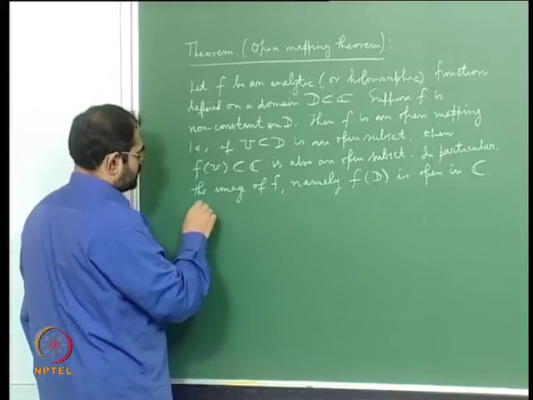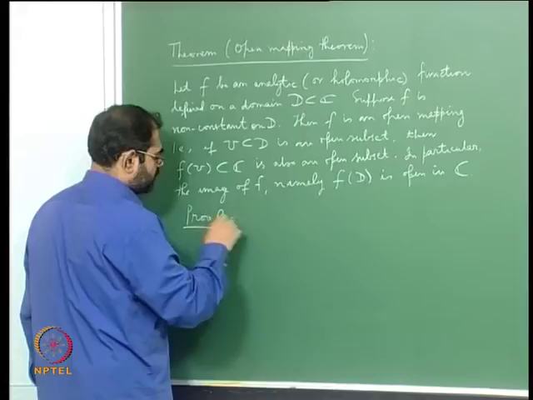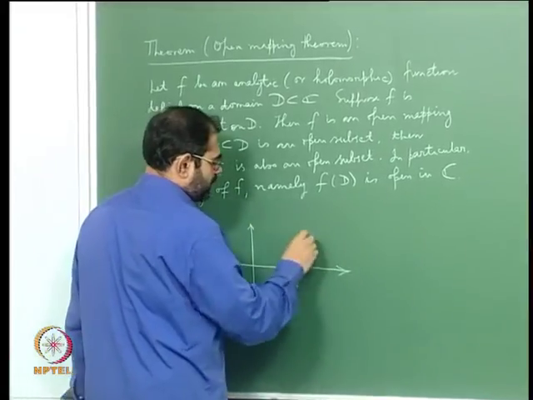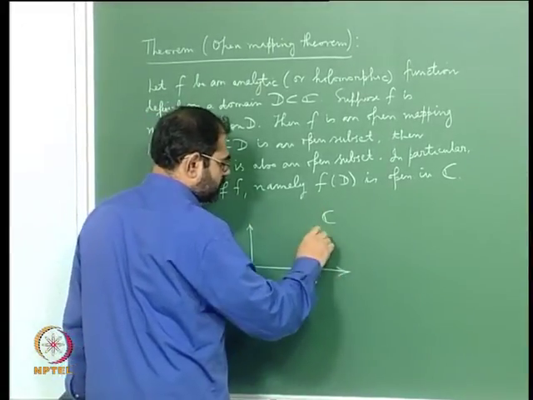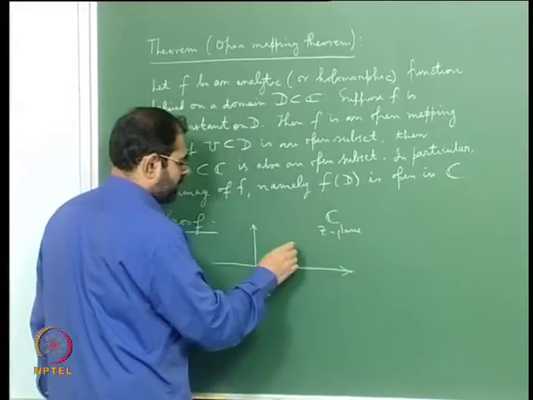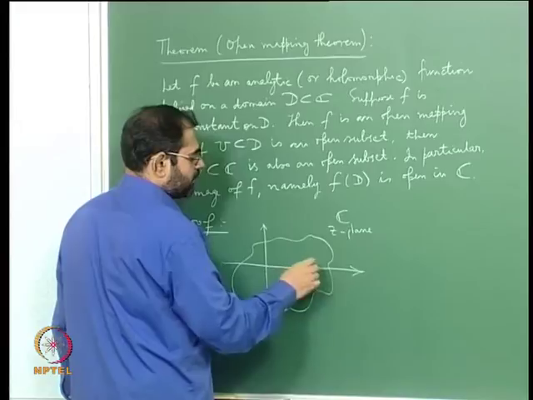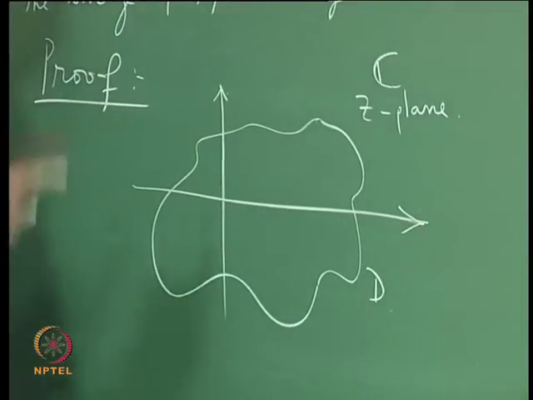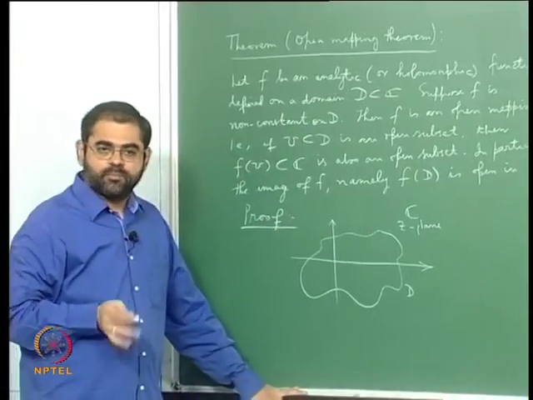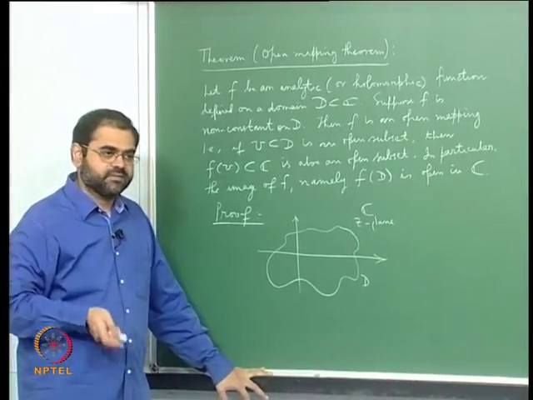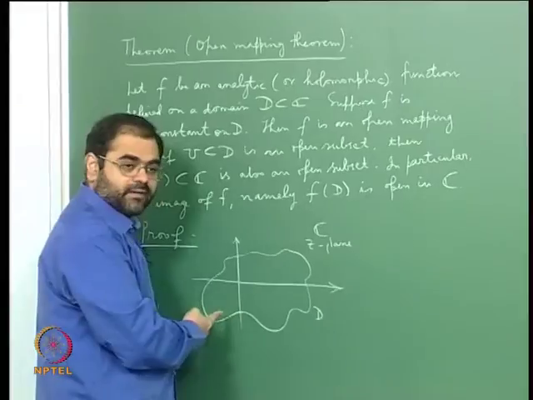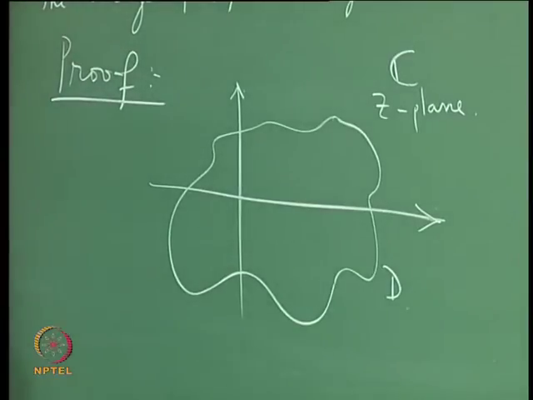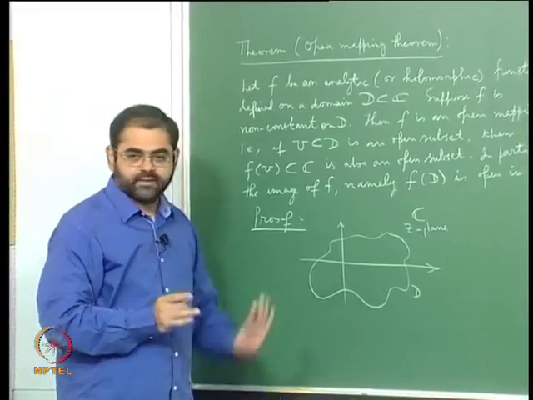So let me draw a diagram. Let me go ahead with the proof. So here is the complex plane. This is the source complex plane, the z plane. And here is, if you want, my domain D. Of course, the way I've drawn it, my domain D looks like a bounded domain. Mind you, let me recall that a domain is an open connected subset, a subset which is both open and connected. I have just drawn it like that for simplicity, but it need not look like this. It need not be bounded at all.